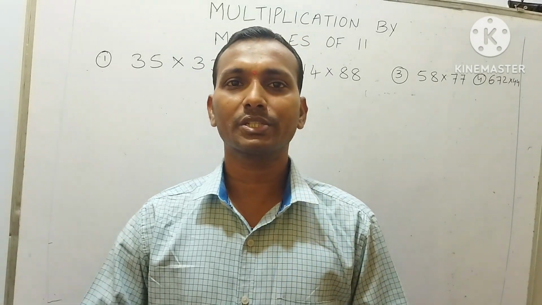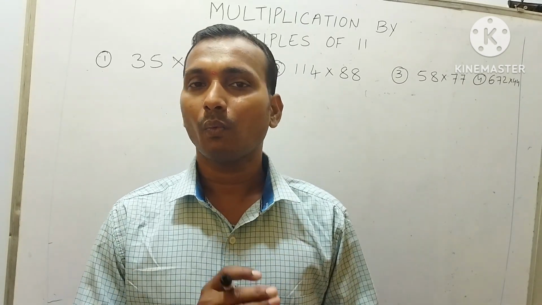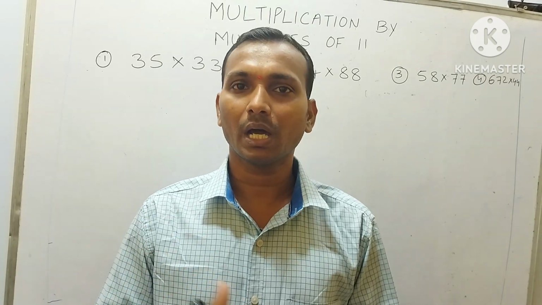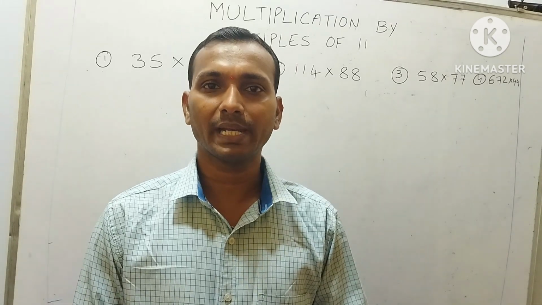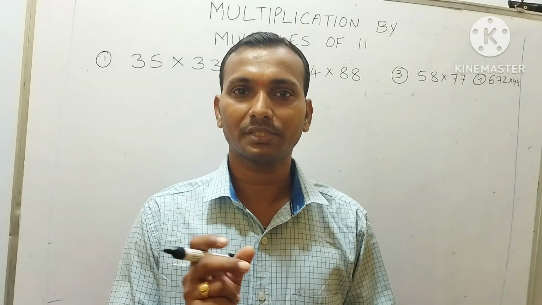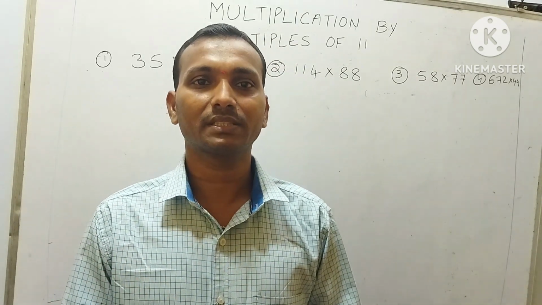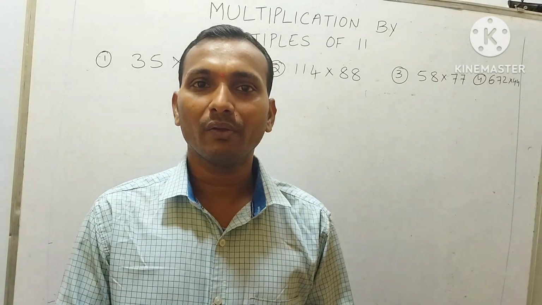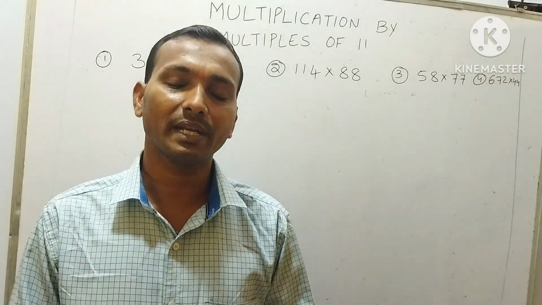In this video we are going to learn multiplication by multiples of 11. What are the multiples of 11? The numbers which are coming in 11 table are called multiples of 11. For example, 11 into 1 is nothing but 11. 11 into 2 is nothing but 22. 11 into 3 is nothing but 33. So 11, 22, 33, 44, 55, 66, 77, 88. These are all the multiples of 11. Today we are going to learn how to multiply with these multiples of 11.